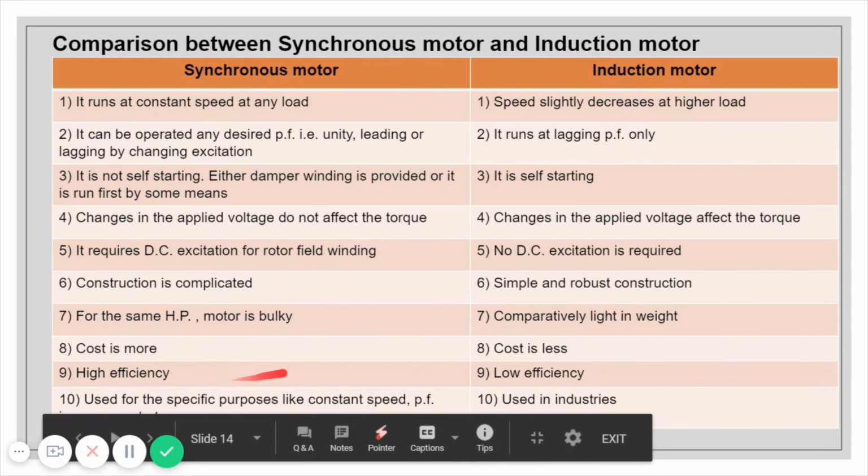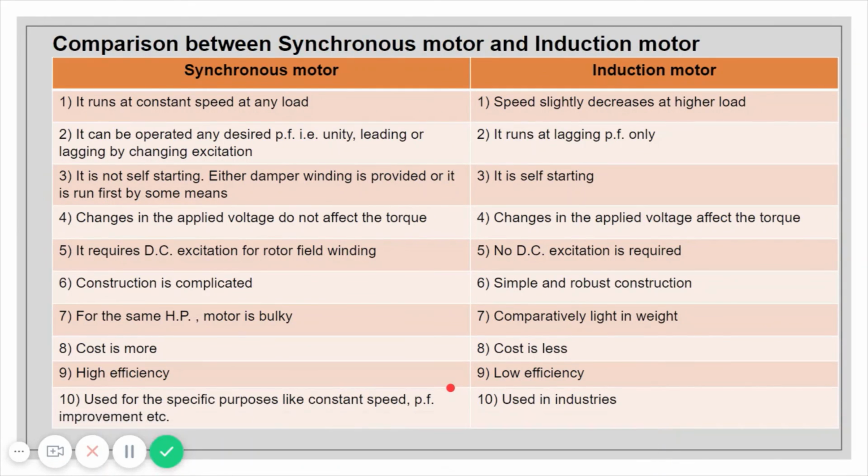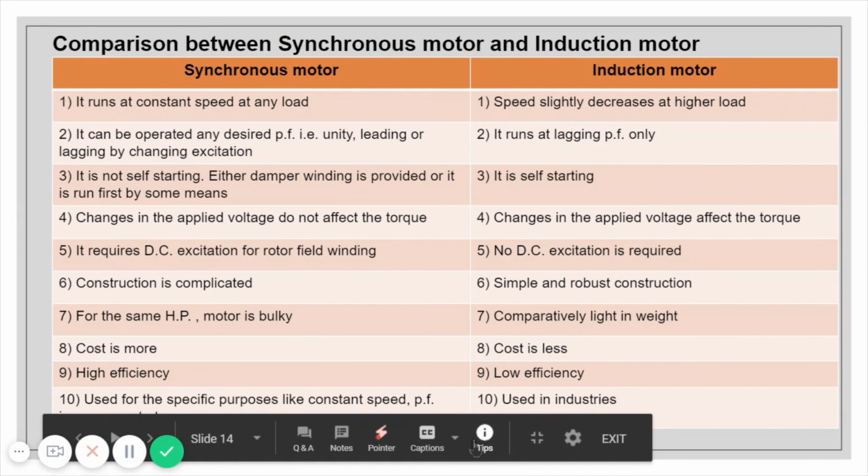Synchronous motor has high efficiency, induction motor has low efficiency. And these synchronous motors are used for specific purposes like constant speed, power factor improvement, and voltage regulation. And induction motors are used in industries.